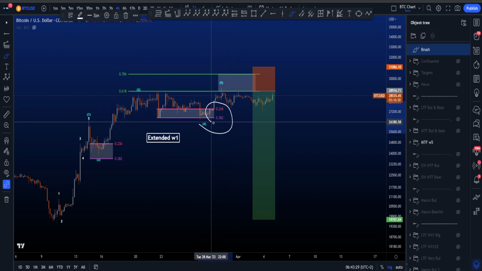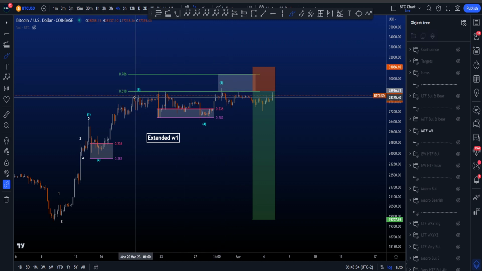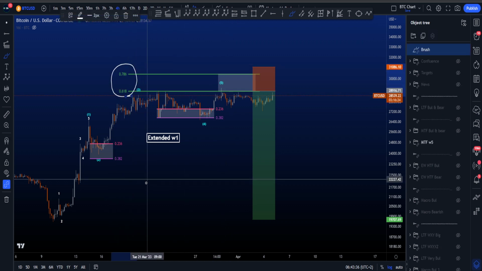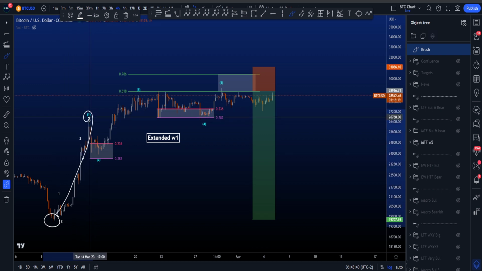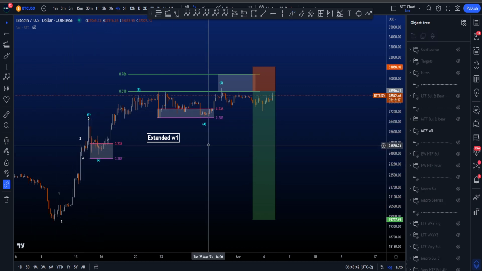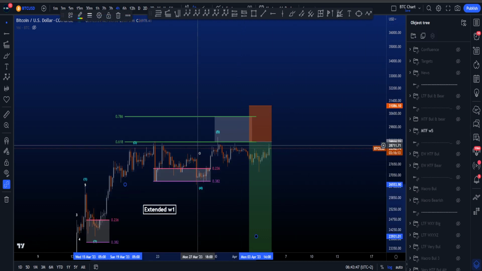Wave 4's most common target is the 0.236 and the 0.382, and wave 5's most common target is the 0.618 and the 0.786, pulled with the trend-based fib extension tool from the low over here to the high of wave 1, then the low of wave 2.